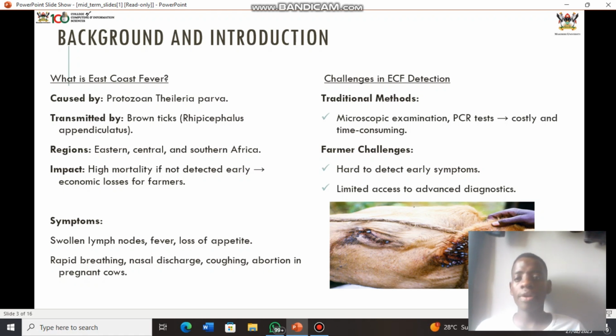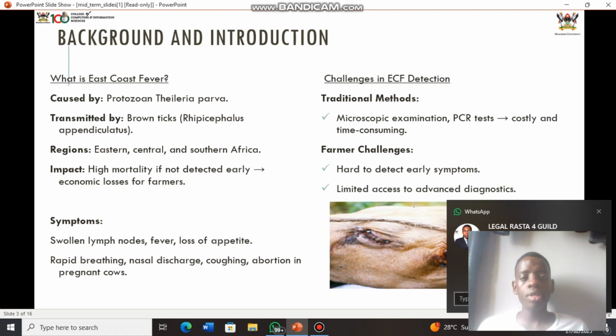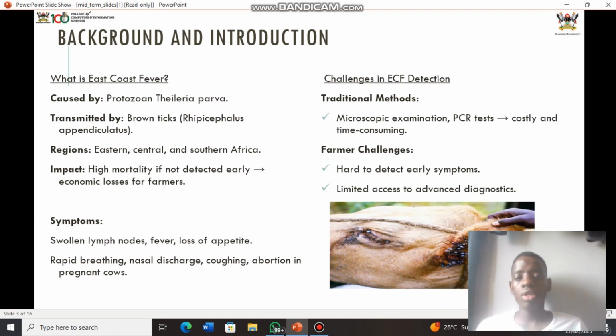Some of the challenges in East Coast Fever (ECF) detection are that they used to use traditional methods, which included microscopic examinations, but these were so costly and time consuming that they were not favorable to local farmers. This led to more challenges because they were not able to detect it early. Farmers also face difficulty with limited access to advanced diagnostics. This also contributes to the loss of cattle because they cannot afford it, they are in deep villages, and they lack the services to improve their cattle farming.